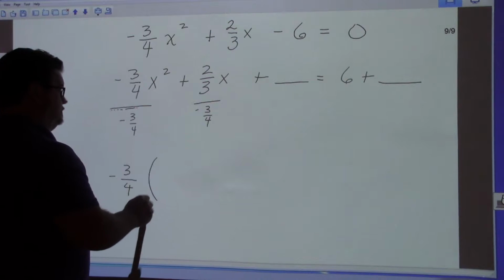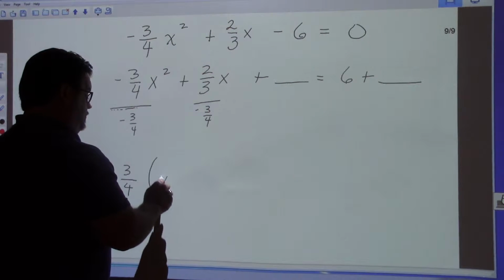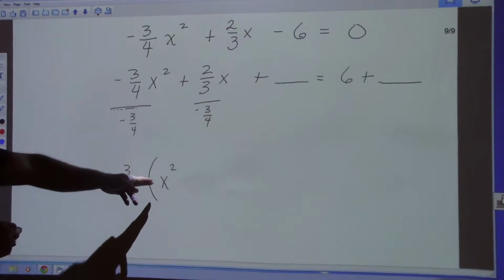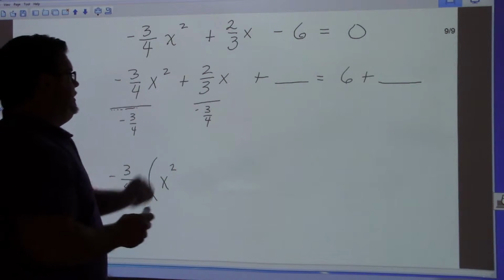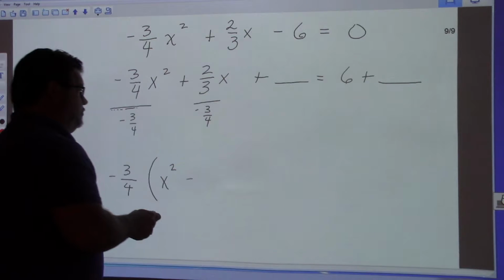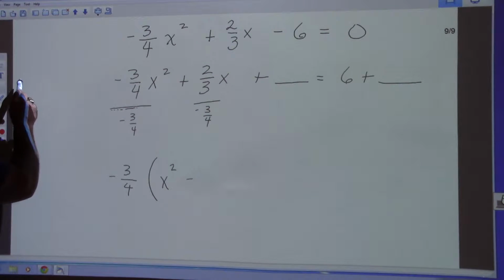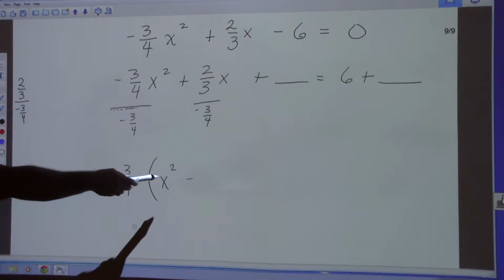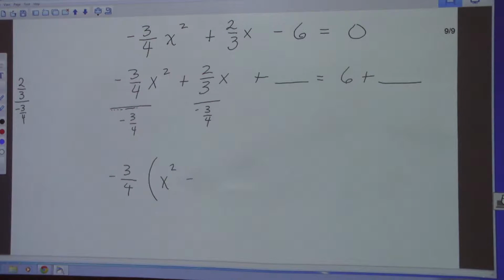And then you've got x squared, because negative divided by negative is a positive. And then this is going to be negative. And then I'm going to go over here. I'm going to do 2/3 divided by negative 3/4. You don't have to divide by the negative. You got your negative out there.